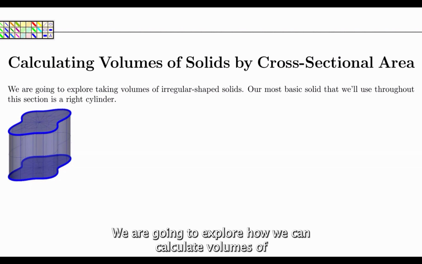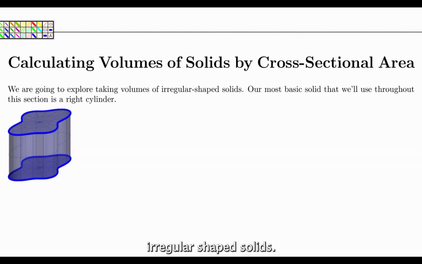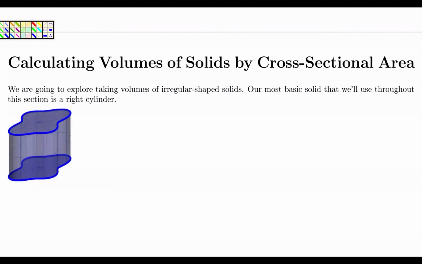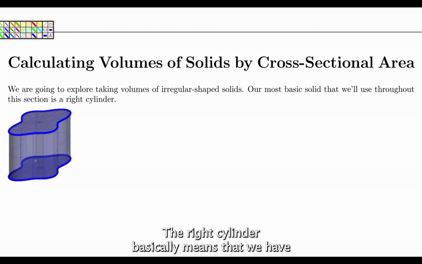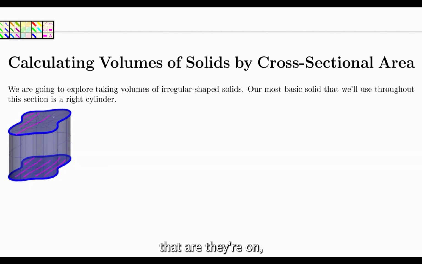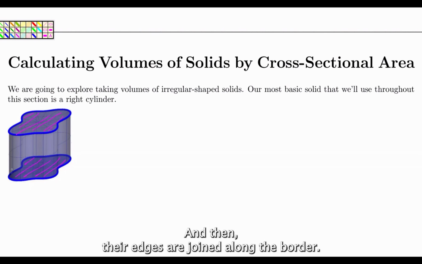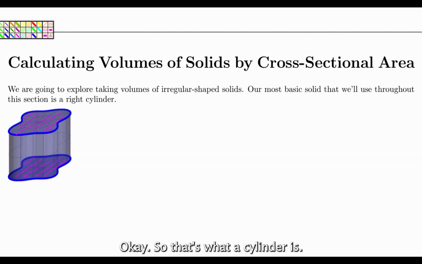We are going to explore how we can calculate volumes of irregular shaped solids. So we're going to start with this basic solid, which is a right cylinder. The right cylinder basically means that we have two identical bases on parallel planes, and one is directly above the other, and then their edges are joined along the border. Okay, so that's what a cylinder is.